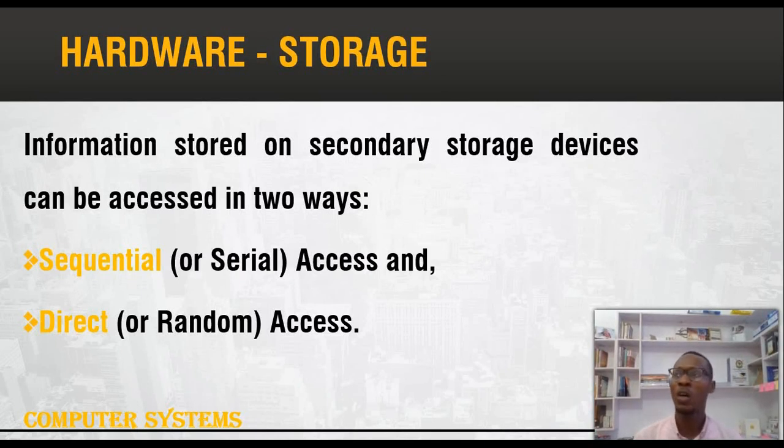Now, when we store data in secondary storage devices, there are two ways we can access those data. Number one is sequential or serial access. Then number two is direct or random access. Let's take a look at them one after the other.